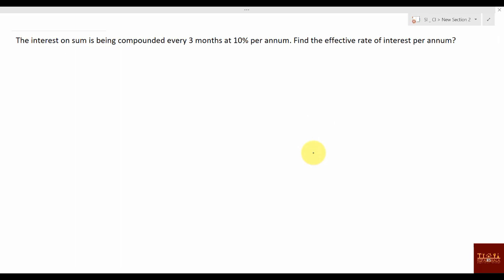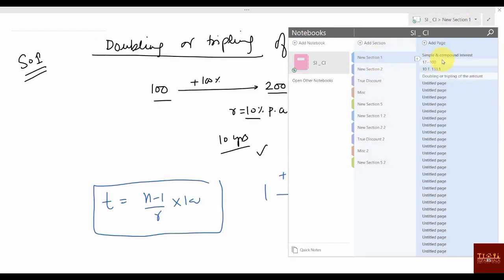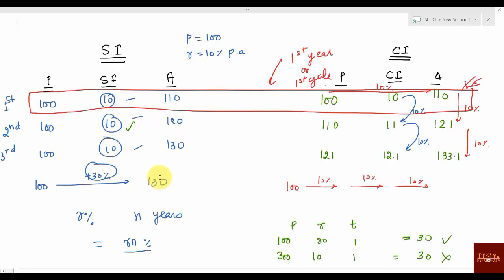The interest on sum B is being compounded every 3 months at 10% per annum. Okay, this is where I have to tell the concept. If you remember, in the first slide, I told you about this first year or first cycle. When they have given the rate of interest as per annum and it is compounded annually, then you can say it is the first year. But if they are saying that it is compounding half yearly, then it will become the first cycle. I will tell you the difference.